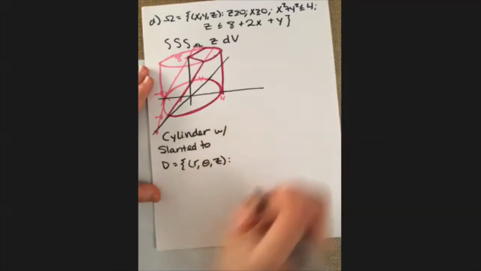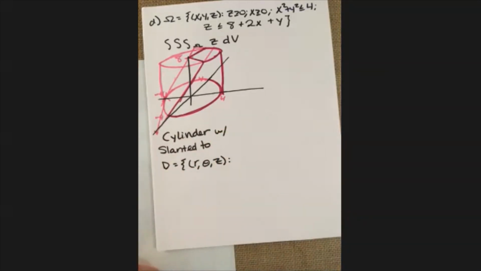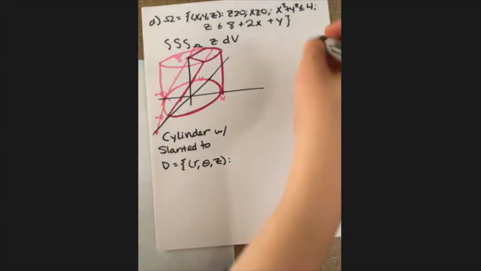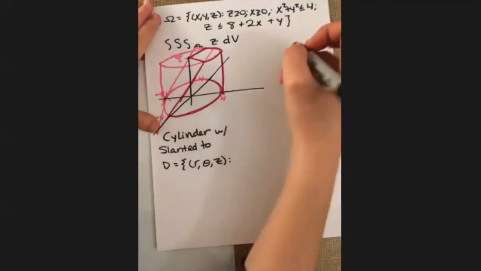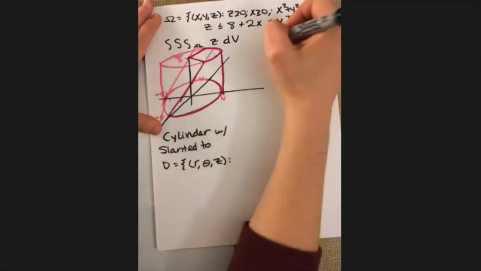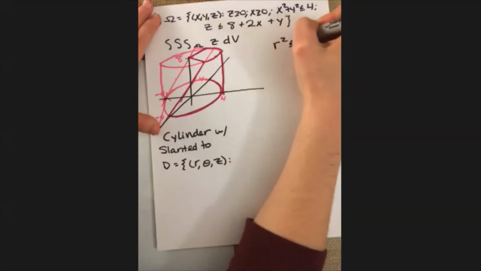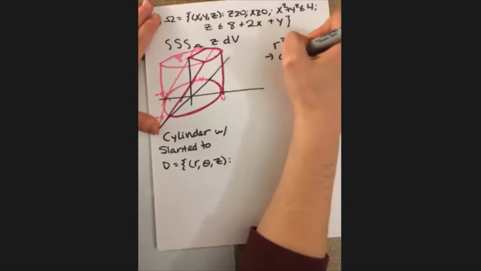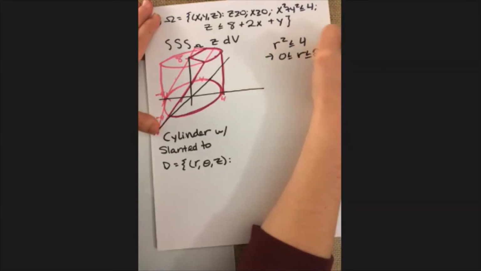Okay, so once again, r is going to be, well, I guess r wasn't really the easy one in the last one, but a lot of times r is going to wind up being the easy one, because we know that we have x squared plus y squared less than or equal to 4. So we're going to have r squared less than or equal to 4, which means that r has to be between 0 and 2.